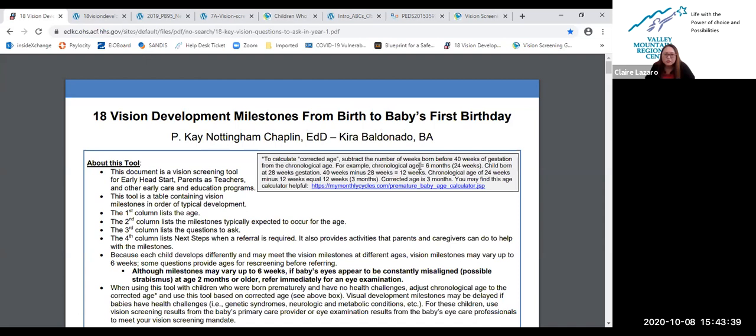So for example, chronological age is 6 months, child is born at 28 weeks gestation. So 40 minus 28 equals 12 weeks. So you're using chronological age of 24 weeks minus 12 weeks equals 12 weeks. So you're basically using 3 months as the developmental expectation for your child at that time.